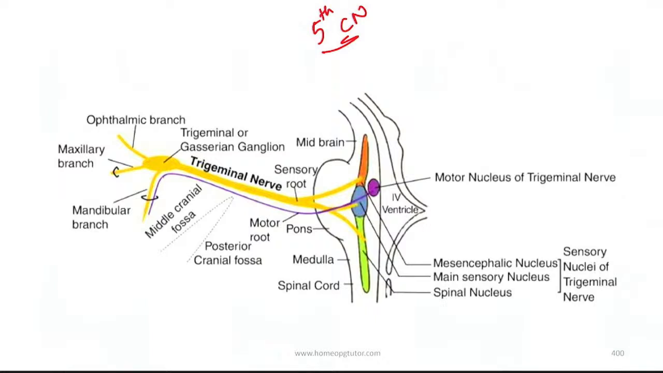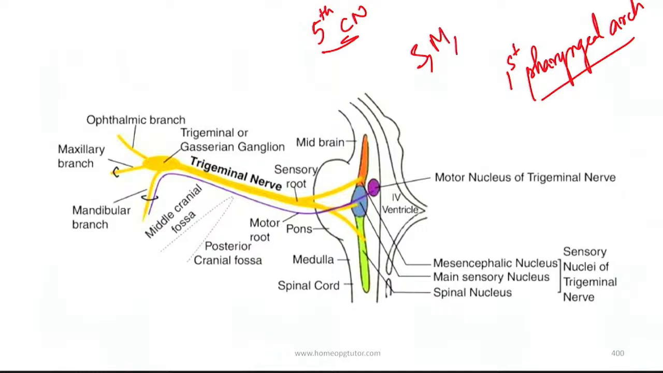The trigeminal nerve gives off sensory branches, motor branches, and also parasympathetic branches. And if you talk about embryology, it is derived from the first pharyngeal arch. It has sensory supply, motor supply, and even parasympathetic supply.